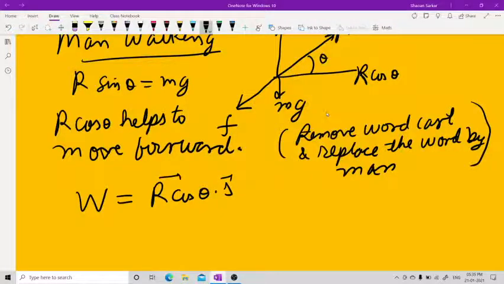Now here, the work done in both the cases is R cos theta dot S. Remember, this is a vector quantity. Do not consider this as the dot product of R and S and this cos theta. This is not the thing. This is not at all the thing. Here, the friction is doing positive work. That I wanted to tell you. That's why I discussed those tools.